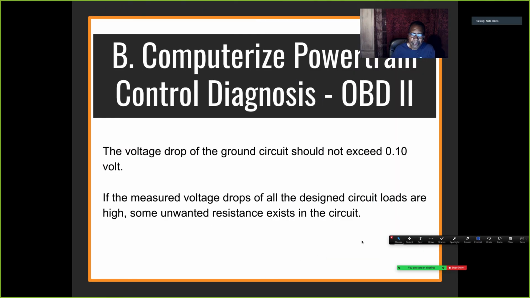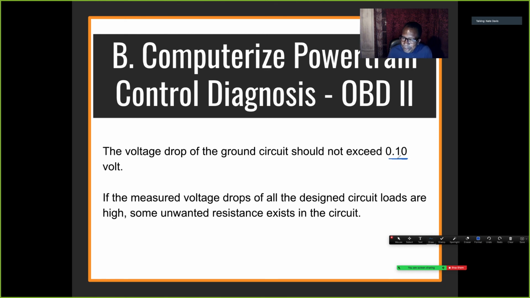A voltage drop of the ground circuit should not exceed a tenth of a volt. Now remember this. Now, this is going to be important too. Anything higher than this, excluding system voltage, you have high resistance in the circuit on the ground side.